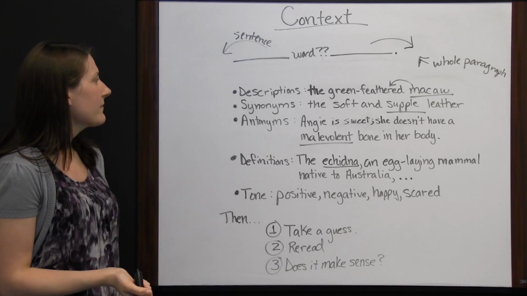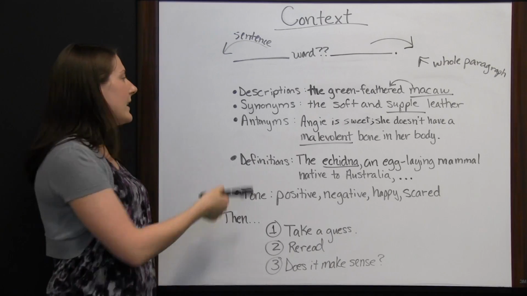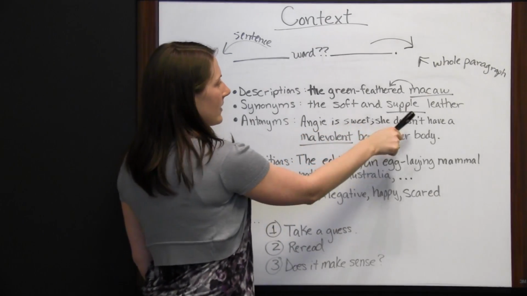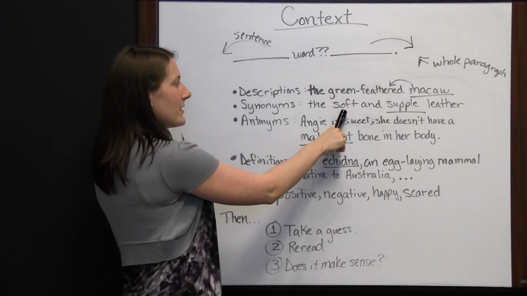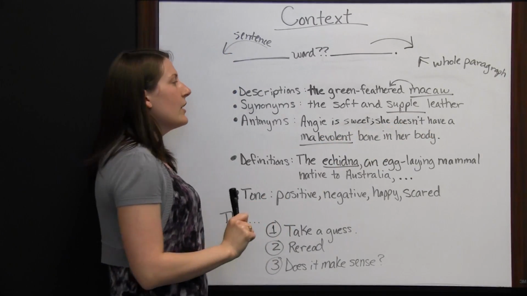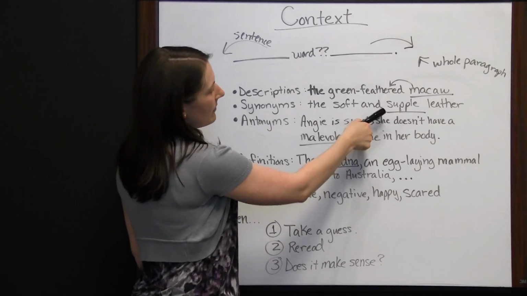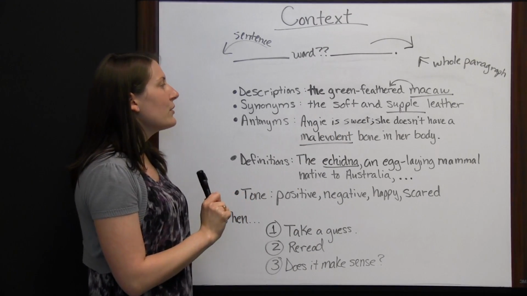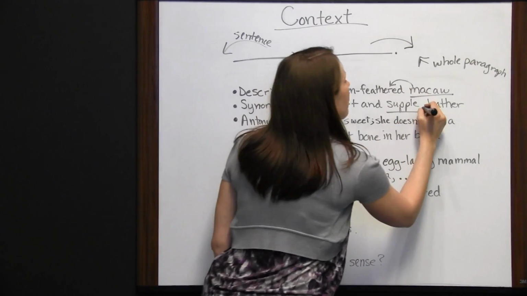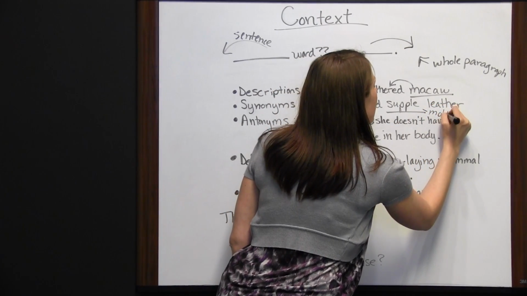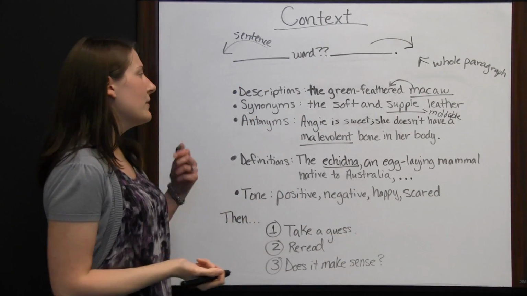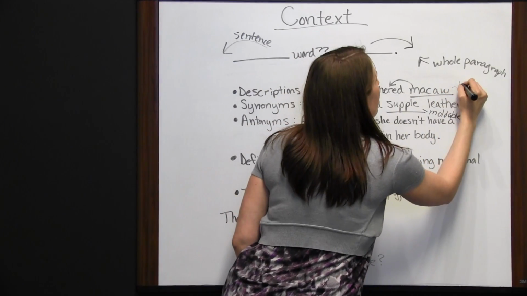Another clue you can look at are synonyms. If you hear the soft and supple leather. Well, since you have soft here and then supple, both describing leather, you can figure out that supple probably has something to do with being soft. And in reality, it means moldable. It's easily moldable, and it is somewhat soft to be able to do that. We'll go ahead and note that this one was our bird.